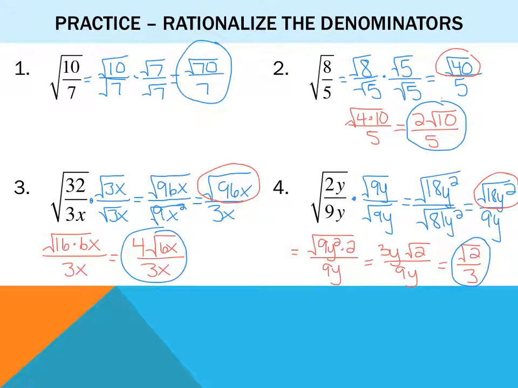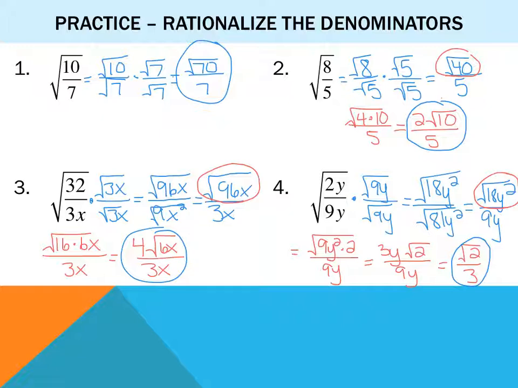Okay, so example 1 should have been the square root of 70 over 7, and that cannot be simplified anymore. Number 2, what you needed to do is first multiply by the square root of 5 over the square root of 5, and that square root of 40 for your numerator has a perfect square factor of 4, so then you would simplify the numerator one more time, and you end up getting 2 times the square root of 10 for your numerator over 5.